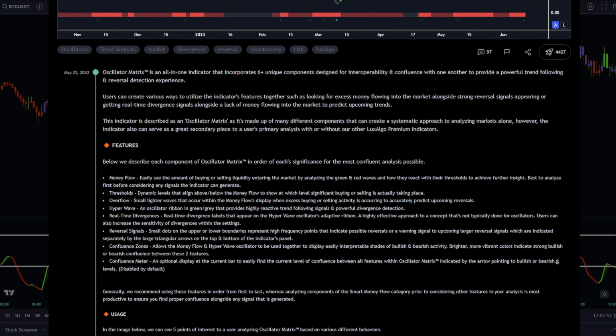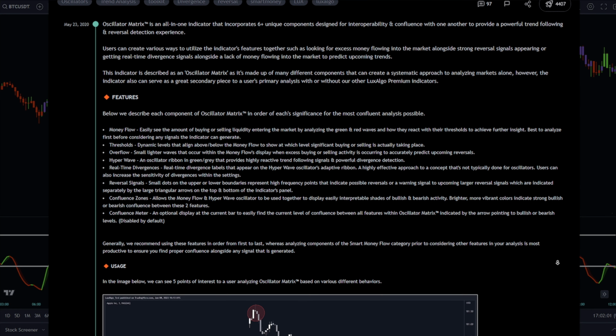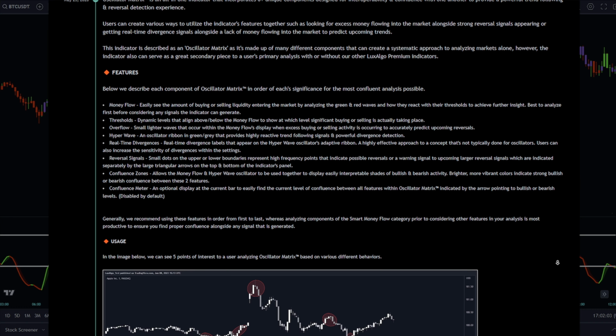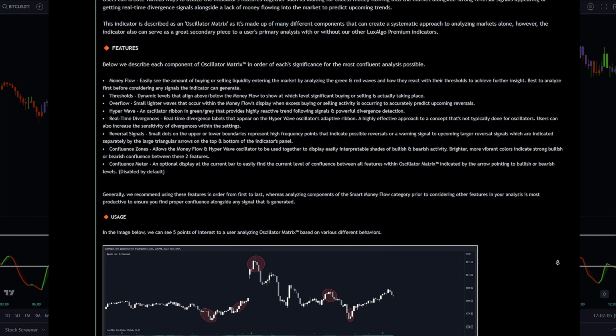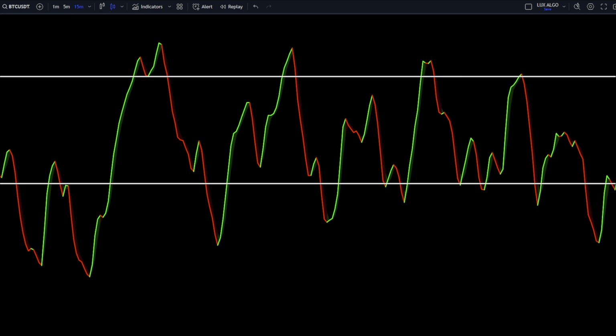For instance, it can show when there's a lot of money coming into the market and also give strong signals that a trend might reverse. It can also give us immediate signals about upcoming trends by showing when there's not much money flowing into the market. Now that we understand the logic behind this indicator, we want to adjust its settings.